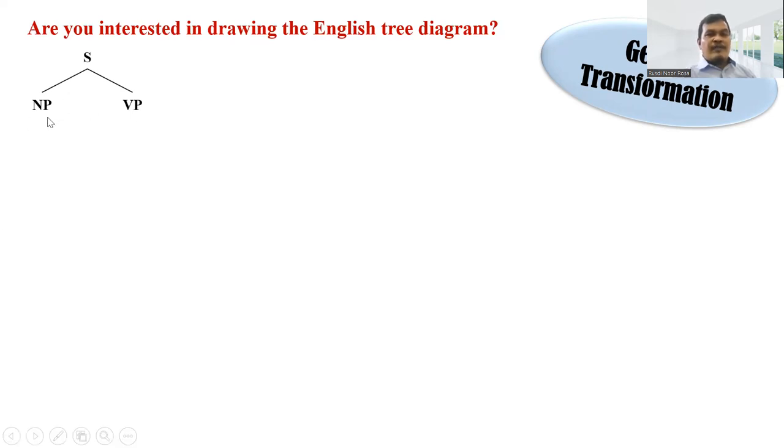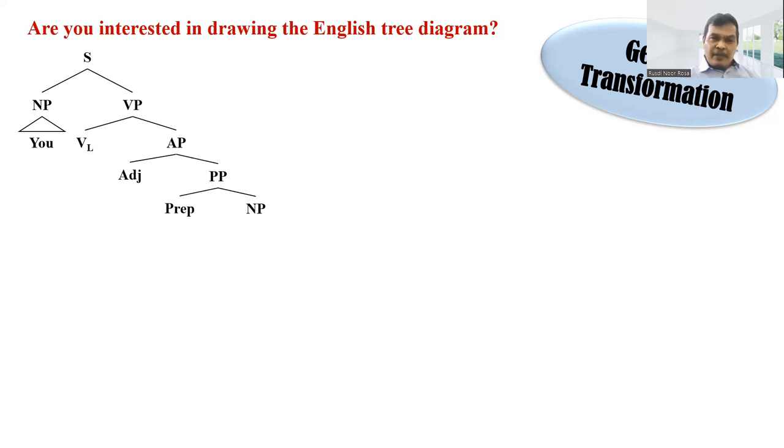So we have here subject, NP and VP as usual. And then we have already known you, so we use triangle, you. And then we have here VL and AP, to represent are interested in drawing the English tree diagram. This is a bit different because in the previous sentence, we have only interested in syntax. So it is simply the element or the constituent of the AP. However, it is more complicated in this sentence. So we have here that AP is composed of adjective and prepositional phrase. And then the prepositional phrase is composed of prepositions and noun phrase.